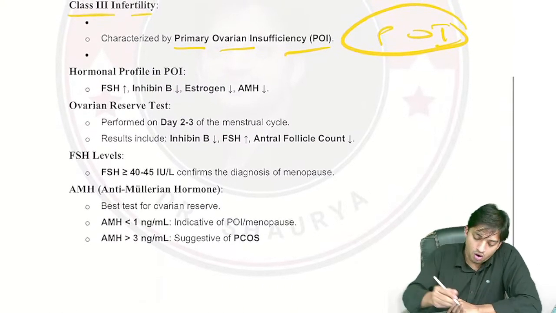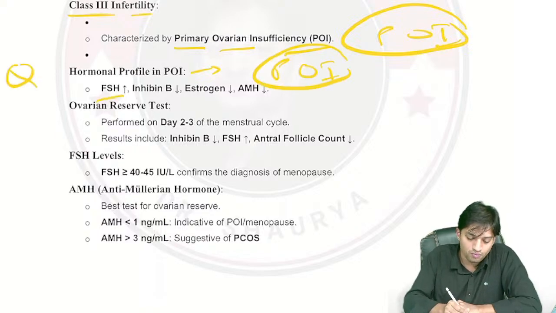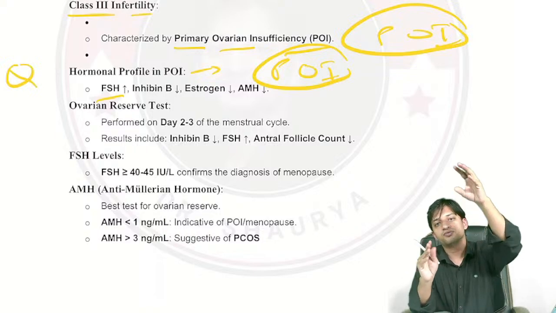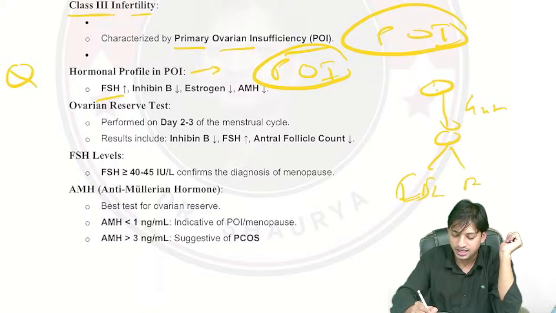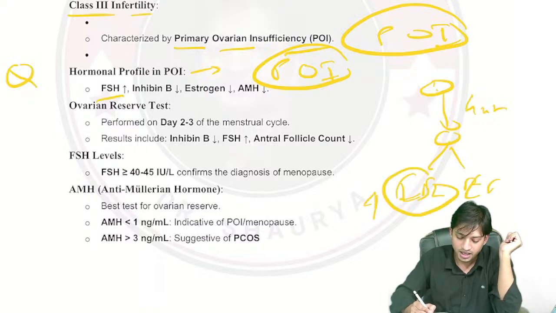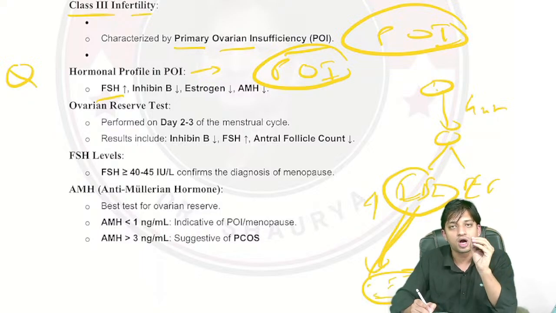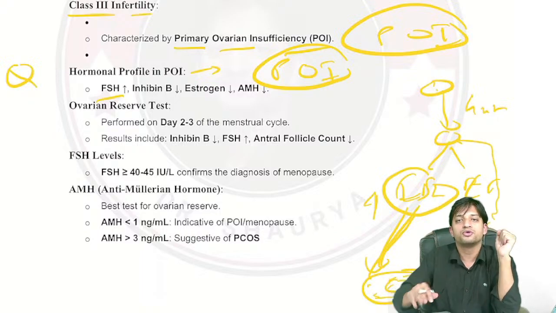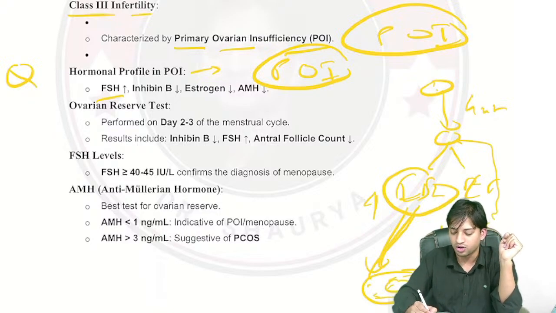Here you will see the hormonal profile in primary ovarian insufficiency. They have asked you this in question form. So what will happen in primary ovarian insufficiency? The FSH will increase. Why will FSH increase? We have the hypothalamic-pituitary axis. The hypothalamus will release GnRH, then the pituitary will release FSH and LH. FSH will keep on increasing. Why? Because the ovaries are insufficient and not working properly, so they will not give negative feedback to the pituitary, which will keep on secreting more FSH, and less estrogen, because the ovary cannot make estrogen.